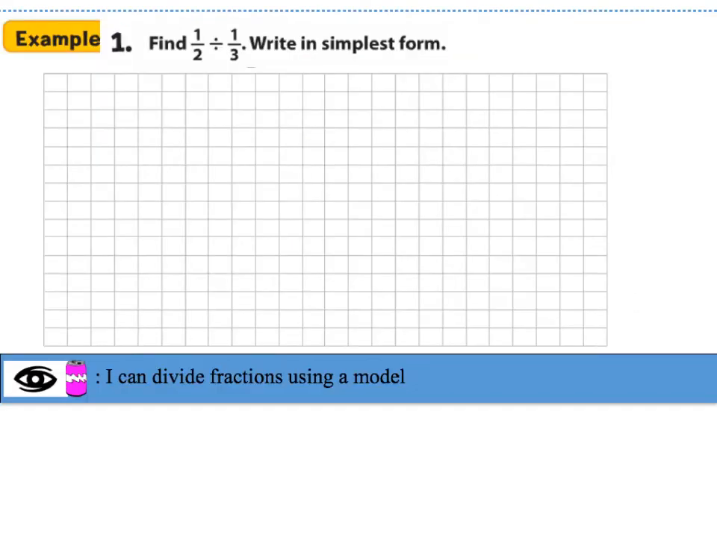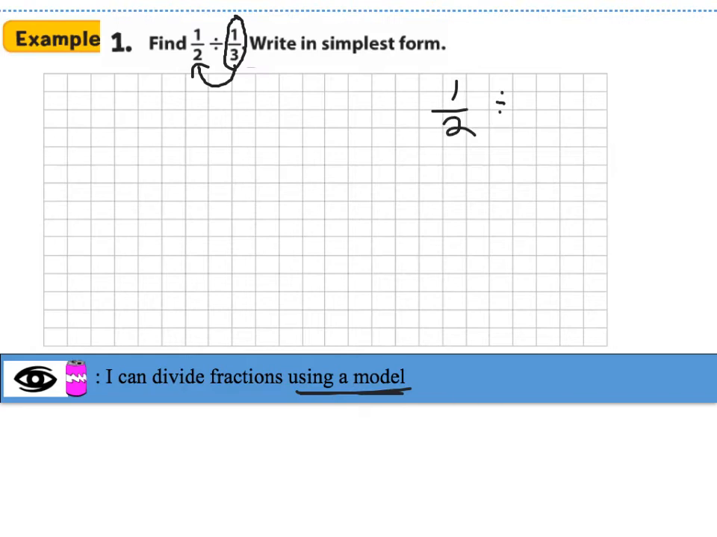So let's take a look at example 1. It says find 1/2 divided by 1/3. Write in simplest form. And for this problem, I want to solve using a model because that is the I can statement that I have down here. I'm going to ask myself, how many times does the divisor, which is 1/3, go into my dividend, which is 1/2? And before I start this, I want to take note of the denominators.